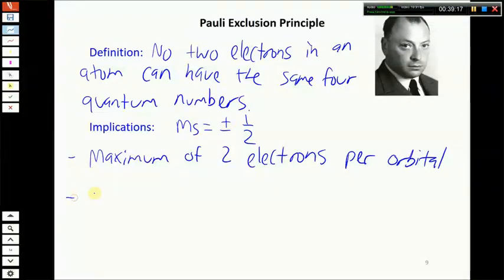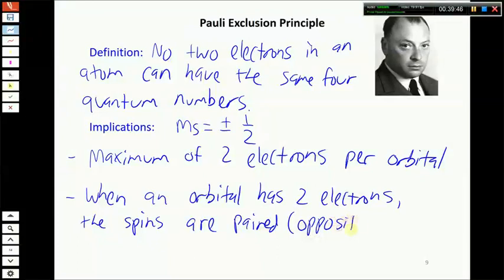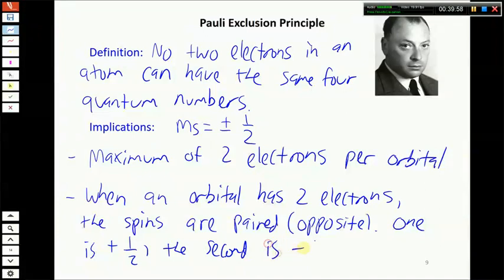And then when that situation happens, so when you completely fill an orbital with 2 electrons, which as we'll see is common, it's not like it's a rare thing. But when this situation happens, the spins are what we call paired. So paired just means opposite from each other. One has to be spin up, one has to be spin down. So one of the spins will be plus 1/2, spin up. The other spin for the other electron in that orbital would have to be minus 1/2.